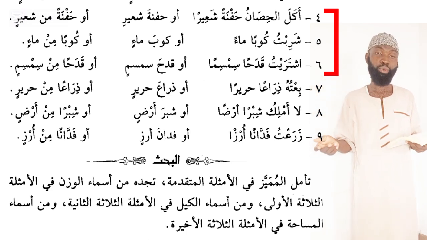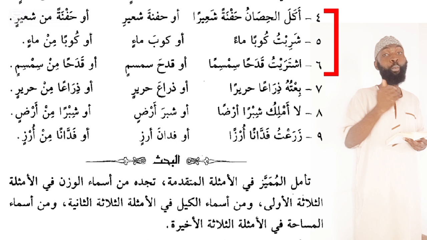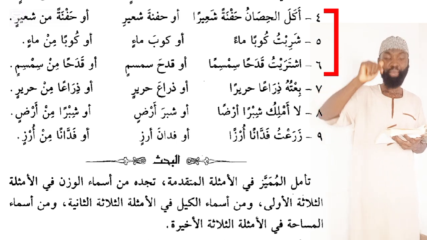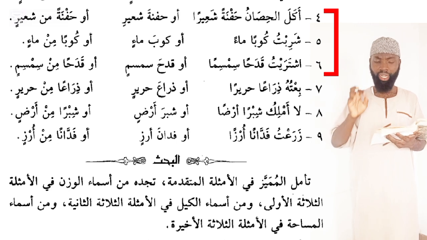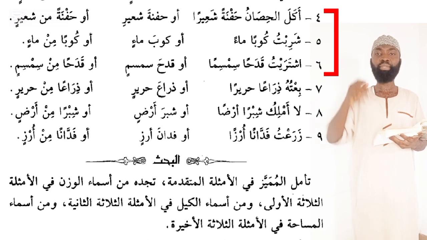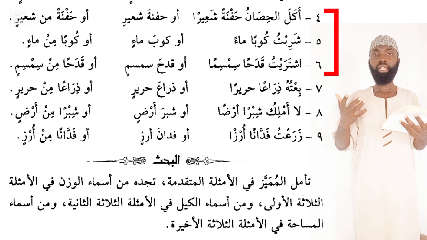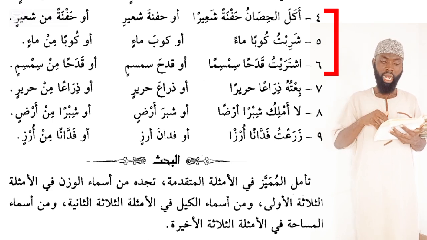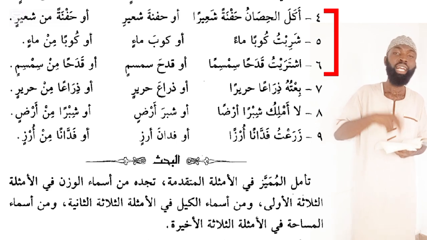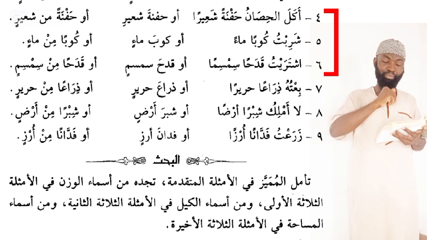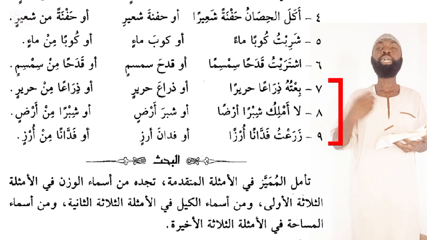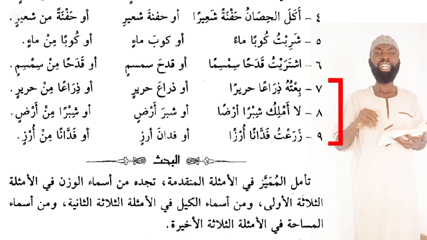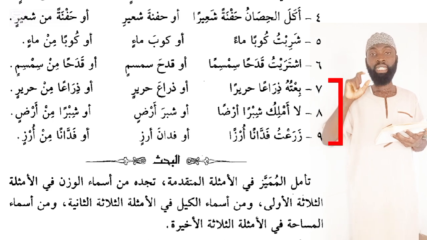Number 5, Sharibtu kuban ma'an, I drank a cup of water. How can you say this in a different way? Sharibtu kuba ma'in or kuban min ma'in. MashaAllah. Number 6 we have ishtaraitu qadahan simsiman, I bought a measure of what? Sesame seed. Aw qadaha simsimin, aw qadahan min simsimin. Good. Number 7 we have bi'tuhu dhira'an hariran, I sold to him a handspan of silk.